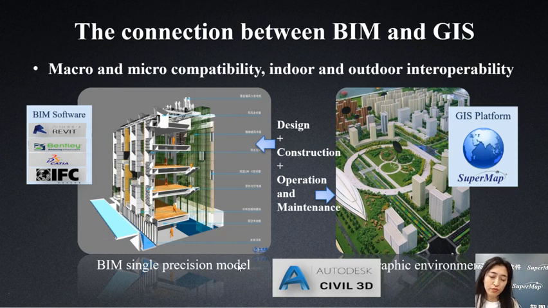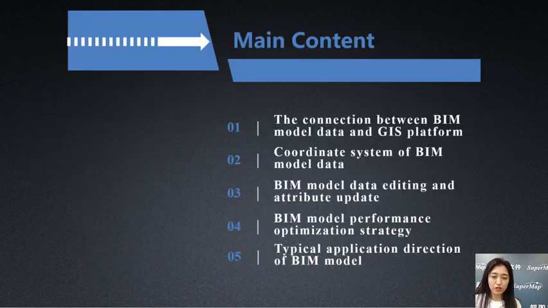And for 3D GIS, BIM data is an important data source, which can make 3D GIS move from the macro to the micro, and at the same time it can realize fine management. On the other hand, the integration with BIM data enables 3D GIS to move from outdoor to indoor, realizing the integrated management of indoor and outdoor.